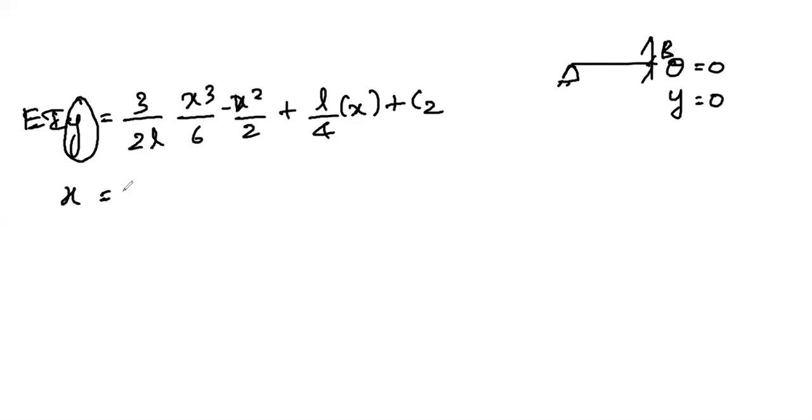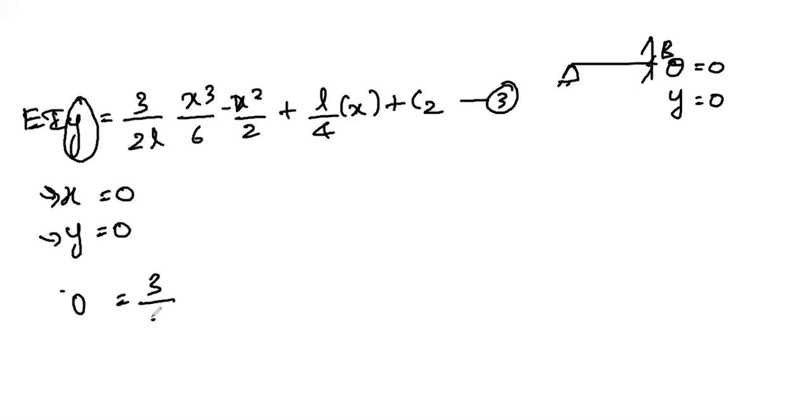When x equals 0, y will be equal to 0. Y is nothing but the deflection. X is nothing but the distance, that is the span of the beam. Here the span of the beam is 0. At the support B, it is considered as 0. So when you use this value in equation number 3, what happens?